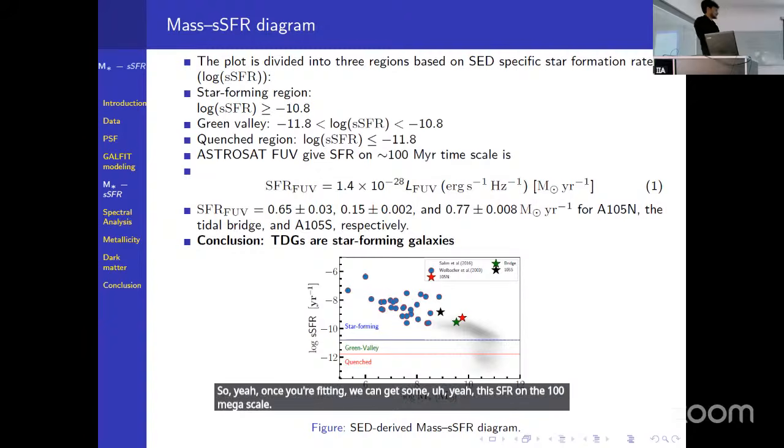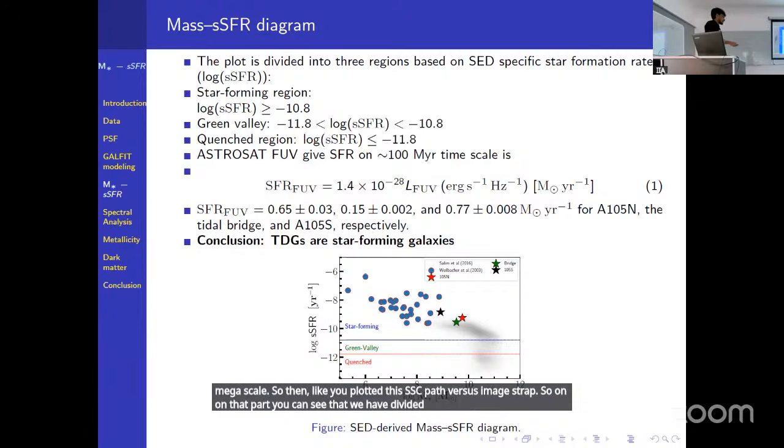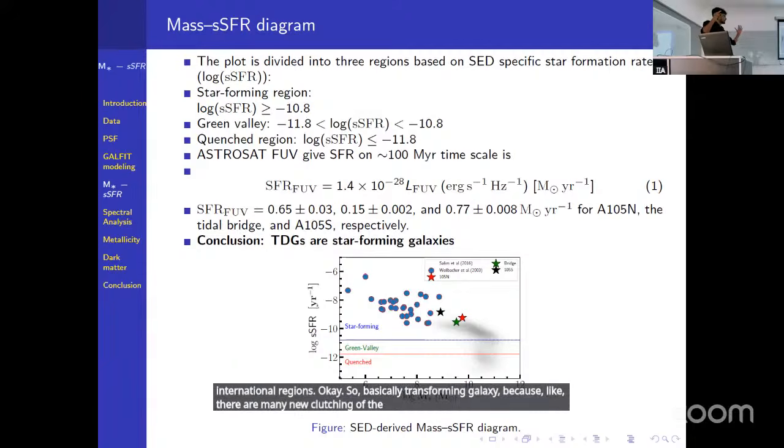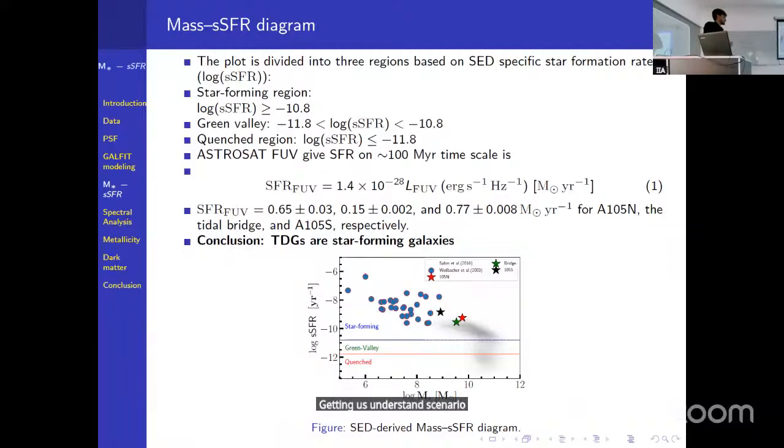Then we plotted this SSFR versus stellar mass. On that plot, you can see that we have divided galaxies into 3 regions: star forming, green valley, and quiescent. So our TDZ lies in the star forming region. Basically, they are star forming galaxies because they are forming from the collapsing of gas from the outer disk of those galaxies. So due to that, they are getting a star forming scenario by collapsing their gas under pressure, right?